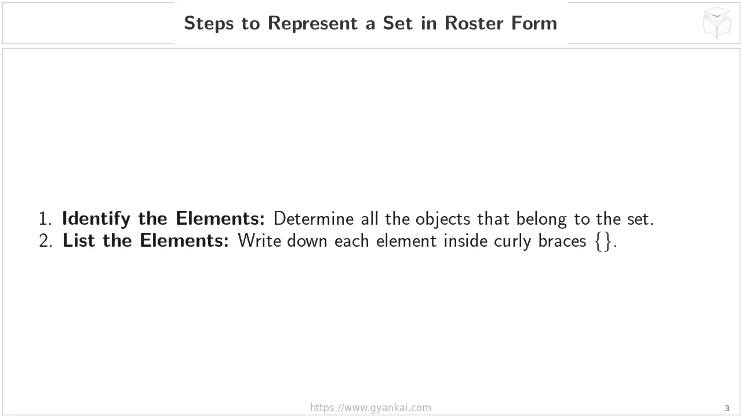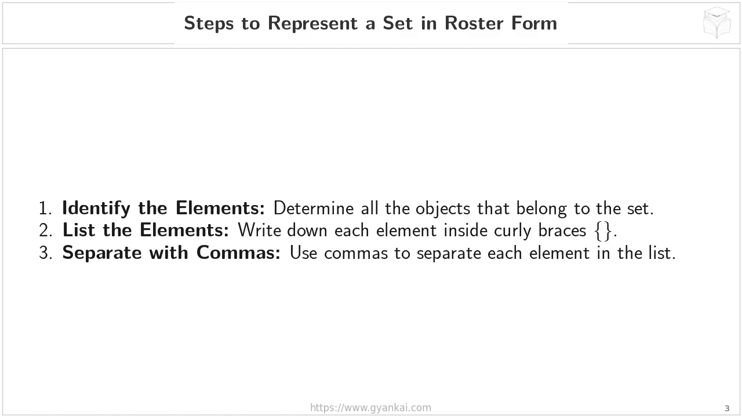Step 2. List the elements. Once you've identified everything that belongs in the set, you write each of those items down inside curly braces. These curly braces are crucial. They tell everyone that you're defining a set. So, if your set contained the numbers 1, 2, and 3, you'd start with an opening curly brace, then list the elements, and then close it with another curly brace. Step 3. Separate with commas. Now, to keep everything clear and organized, you need to separate each element in your list with a comma. This makes it easy to distinguish between the individual items within the set.